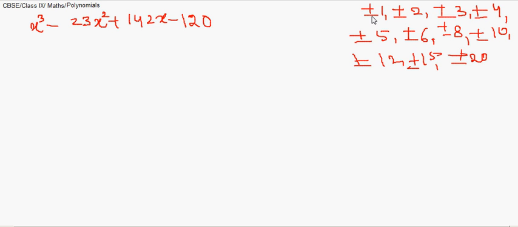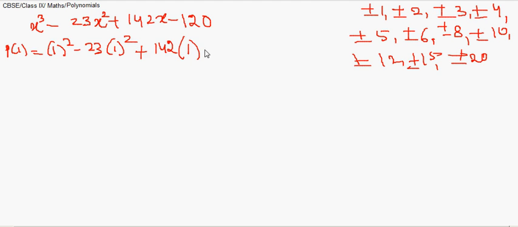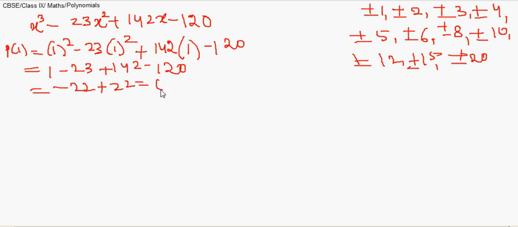So I'll take plus 1 first. So it is 1 cube minus 23 into 1 square plus 142 into 1 minus 120. So this is giving me 1 minus 23 plus 142 minus 120. So it's minus 22 plus 22, that's 0. That means what? x minus 1 is now a factor of the given polynomial. x minus 1 is a factor.